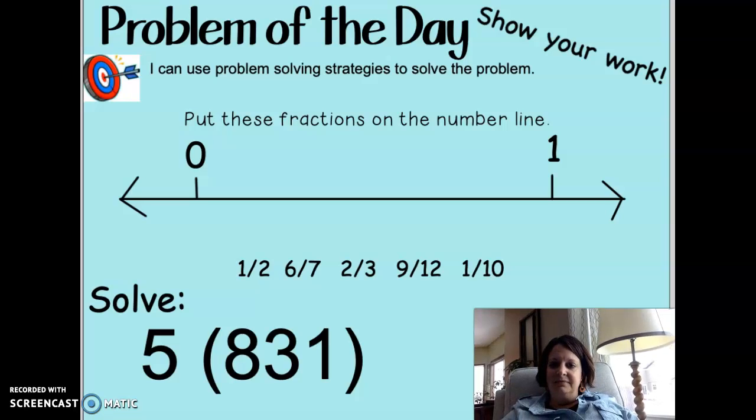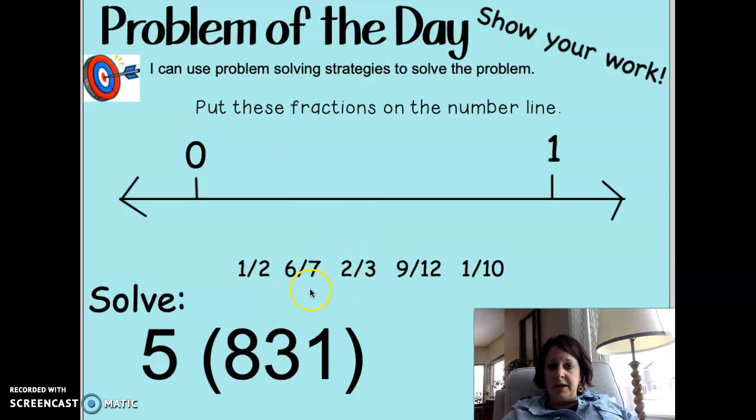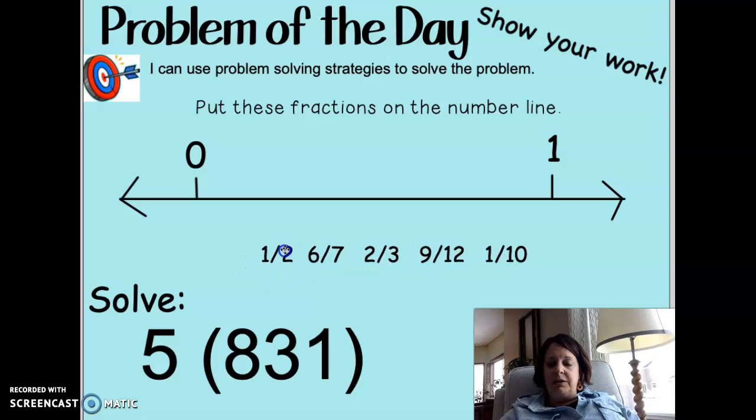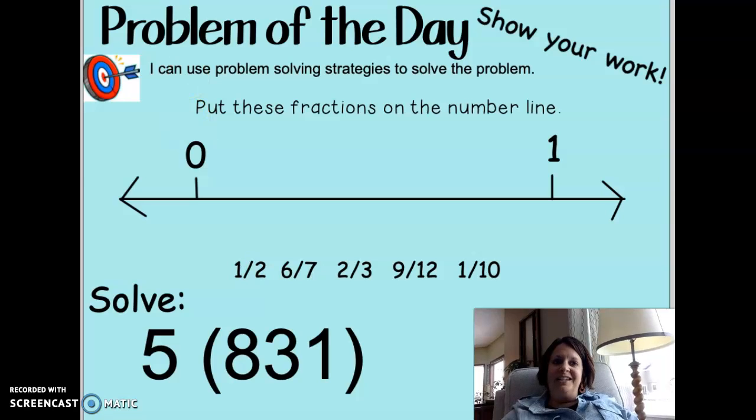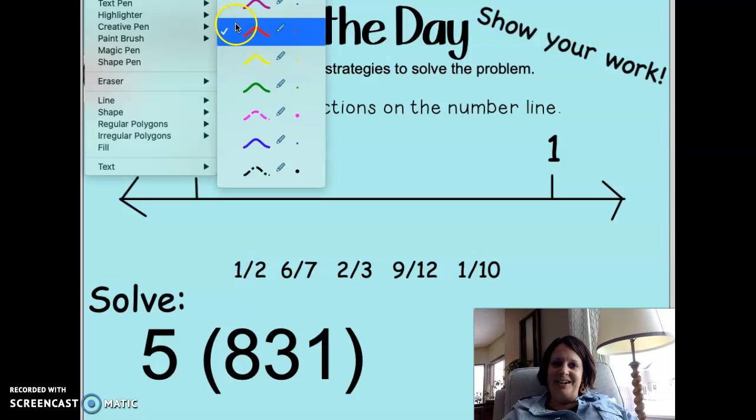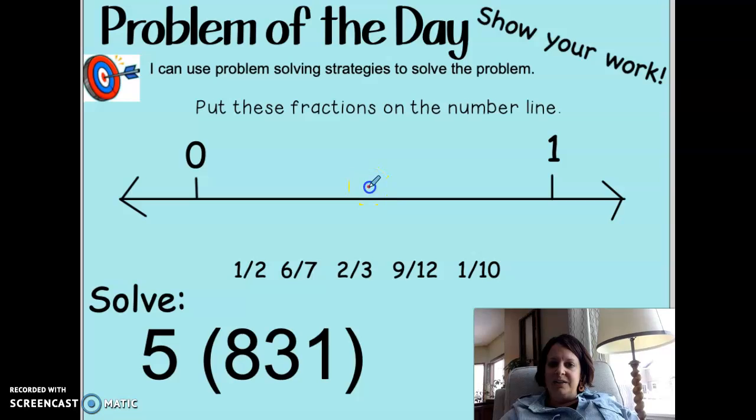Thanks. Hi, I hope you've taken your time to use your pencil and your paper to solve the problems of the day for today. So let's start with putting fractions on the number line. What I always like to start with is a half, because that's just a really nice and easy one to know between 0 and 1. So I'll cross out half.